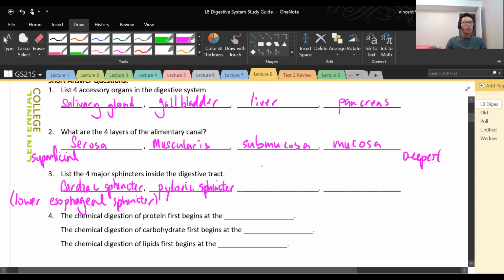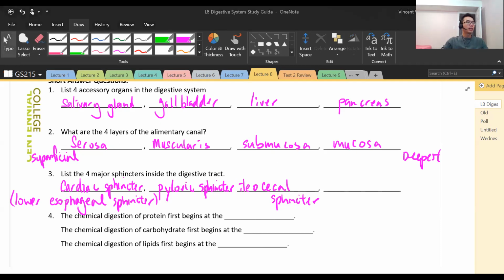And then we'll go through the small intestine. Before you go from the small intestine to the large intestine, there is another sphincter, the ileocecal sphincter. The ileocecal sphincter is between the ileum and the cecum. The ileum is the last part of the small intestine. In the small intestine, we have the duodenum, the jejunum, and the ileum. So the ileum is the final section that will connect with the first part of the large intestine, the cecum. That's why it's called the ileocecal sphincter.